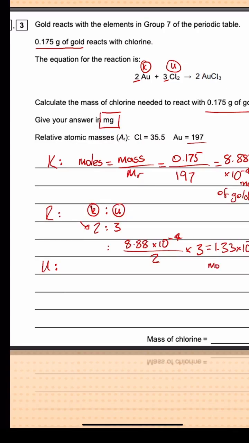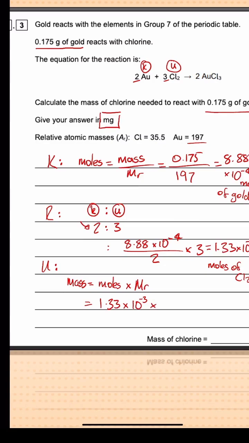This is the moles of chlorine. So we've just done the second step. Now we're on to the final step. We want to work out the mass of the unknown, so the unknown is chlorine. We do mass is equal to moles times Mr. The moles that we got is 1.33 times 10 to the minus 3. I'll let everyone do this themselves. This is going to be our last question, so let me know what you get. Times that by the Mr of Cl2.